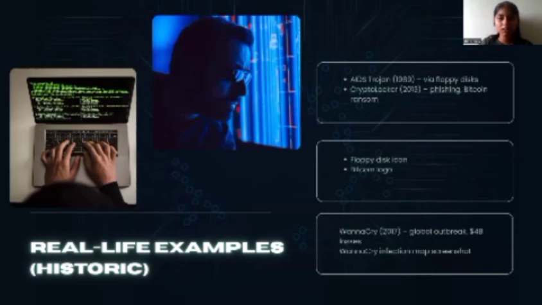Fast forward to 2013, there was CryptoLocker, which spread through phishing emails and demanded ransom in Bitcoin. It was one of the first large scale ransomware attacks that really showed how profitable this could be for the criminals. In 2017, the world witnessed one of the most famous ransomware attacks, WannaCry.